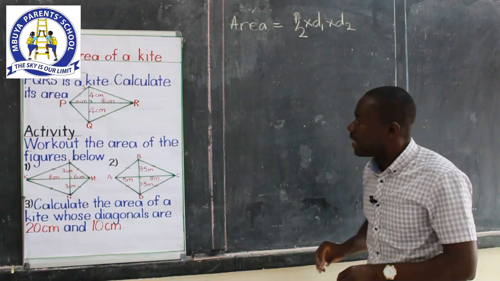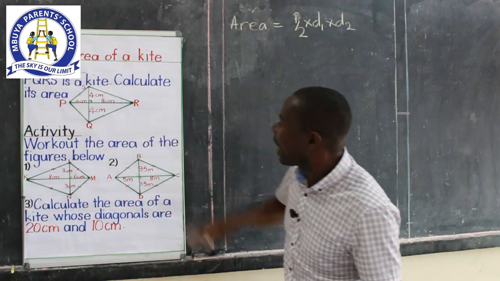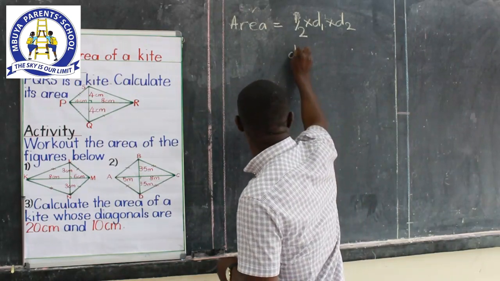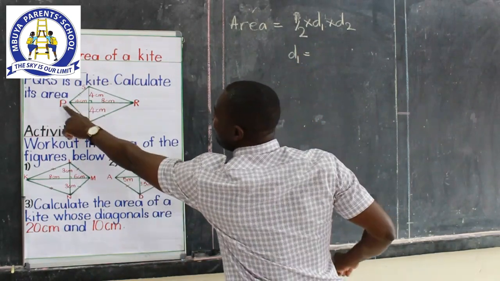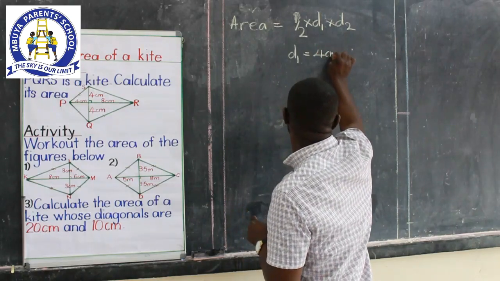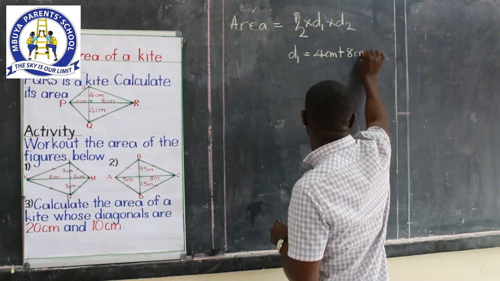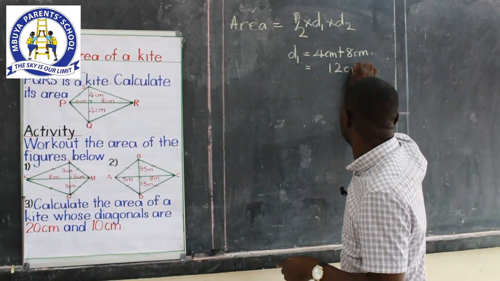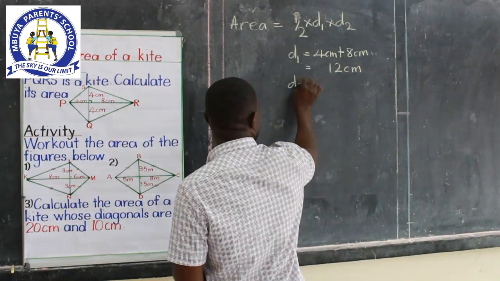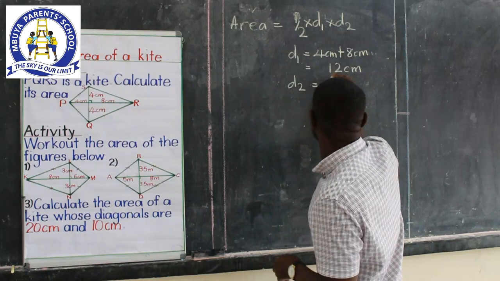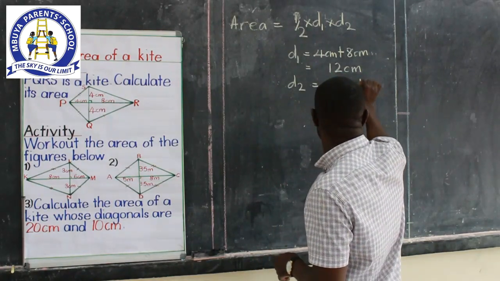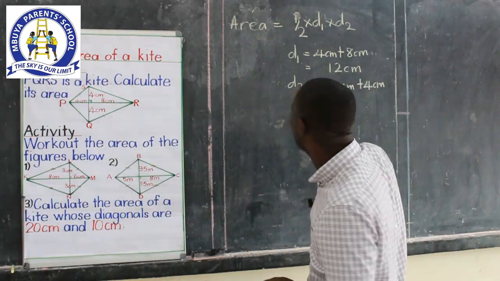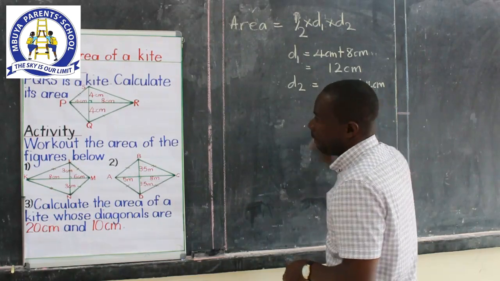Our diagonal 1 is always the longer one. That is PR. And our diagonal 2 is QS. So if diagonal 1 is PR, that would be 4 centimeters plus 8 centimeters, which will give us 12. Thank you very much. And our diagonal 2 is QS, which is 4 centimeters plus 4 centimeters, which will give us 8 centimeters. That's so correct.